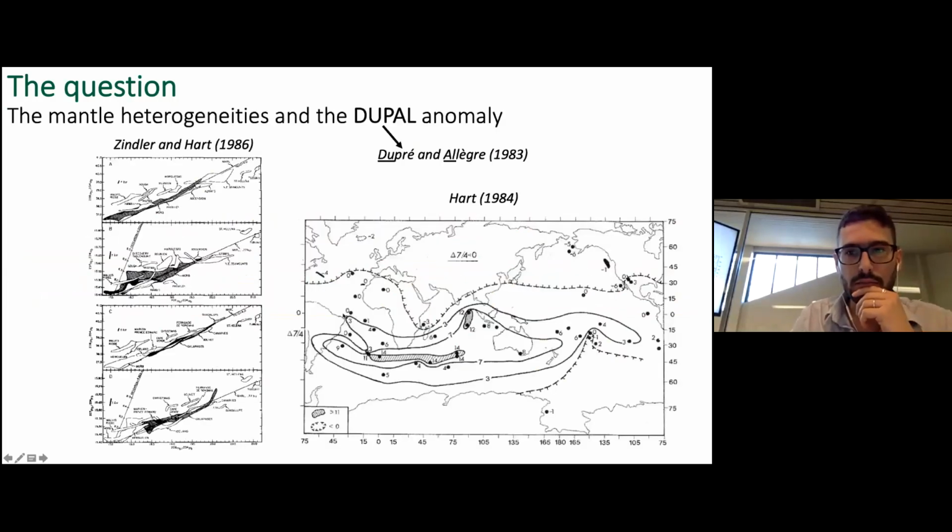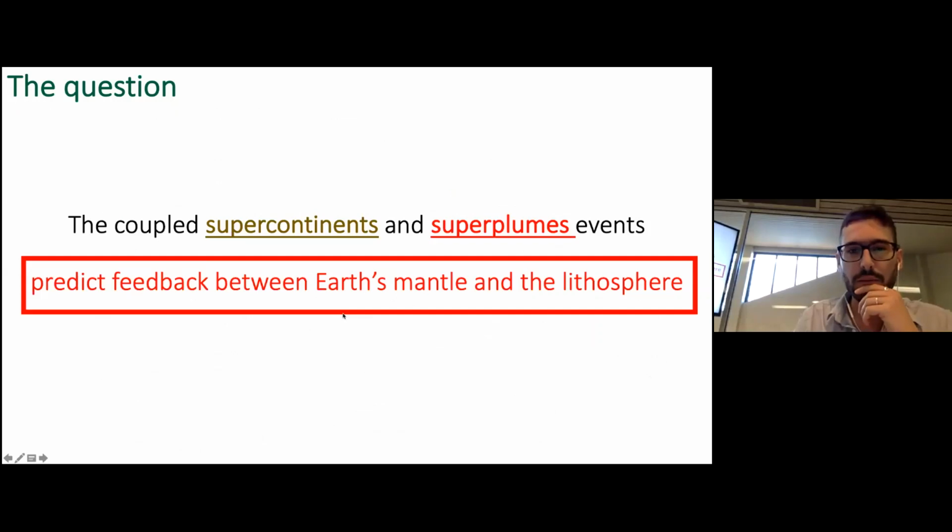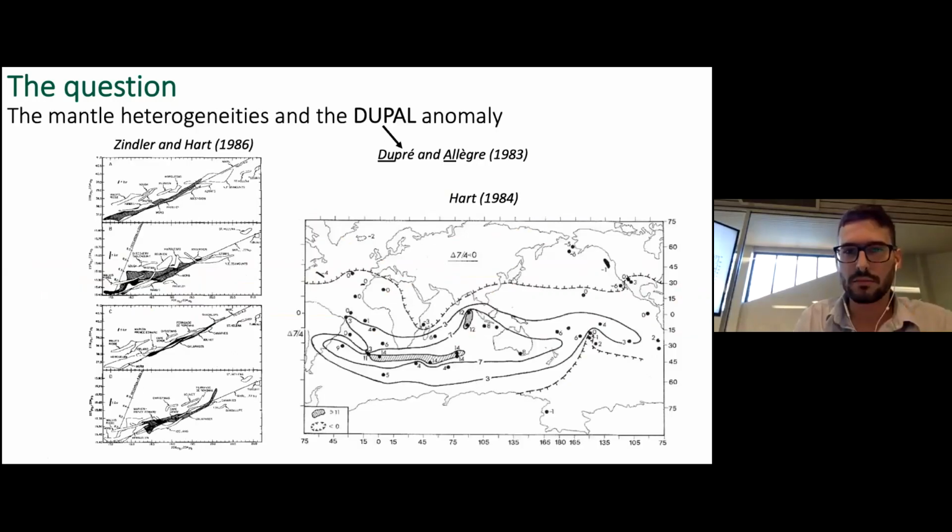So the question is, if you have a feedback between the surface and the deep mantle, it means we should find a signature in the mantle that could explain things. We should be able to see this connection between the supercontinent cycles, the assembly of the supercontinents, and what's going on in the mantle.